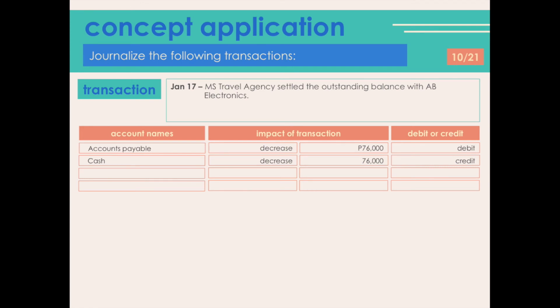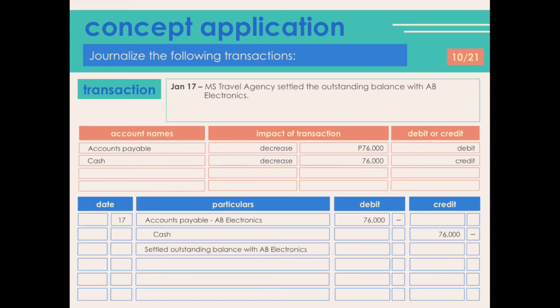January 17. Emma's travel agency settled the outstanding balance with AB Electronics. Here, the company is settling an outstanding balance, meaning the payable has already been recorded before. The original transaction relating to this one actually occurred on January 2, and referring to that, the unpaid balance is 76,000 pesos. So now we debit accounts payable for 76,000 to record the decrease in liabilities and credit cash for the same amount since this is the value parted with.